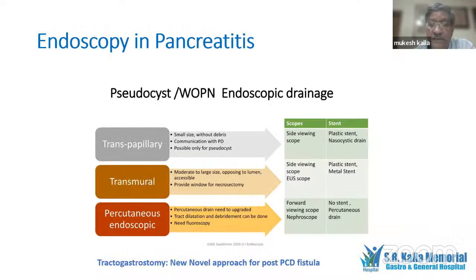So when you do endoscopy, there are 3 approaches here. This can be transpapillary, which is done through a routine ERCP scope. Plastic stents or nasocystic drains can be placed. The transmural approach is cystogastrostomy from the posterior wall of the stomach into the lesser sac where you have the collection. A moderate to large size collection with an opposing lumen that is accessible provides a window for necrosectomy. This is important. And I was trying to answer the question of our IR colleague. The percutaneous endoscopic approach can also be utilized, which is called tractogastrostomy. These are new novel approaches for post-PCD fistula management.